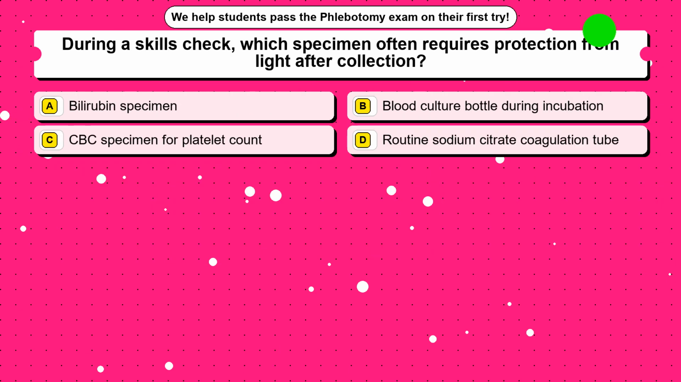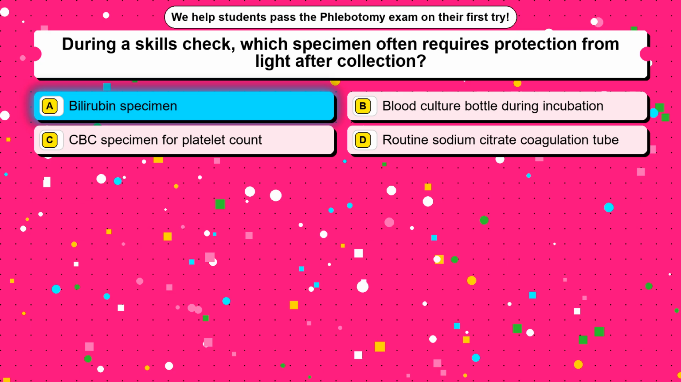Question 62. During a skills check, which specimen often requires protection from light after collection? Option A. Bilirubin specimen. Option B. Blood culture bottle during incubation. Option C. CBC specimen for platelet count. Option D. Routine sodium citrate coagulation tube.